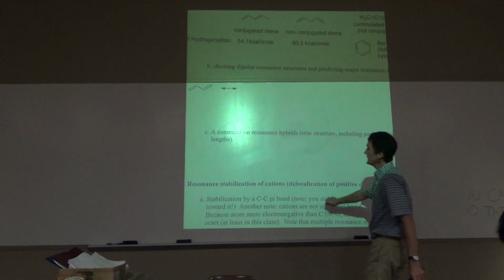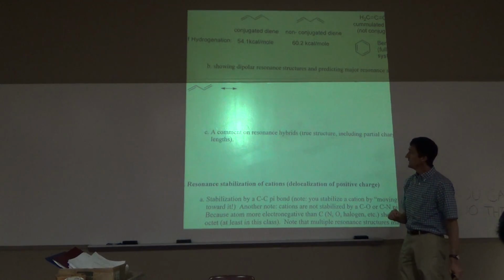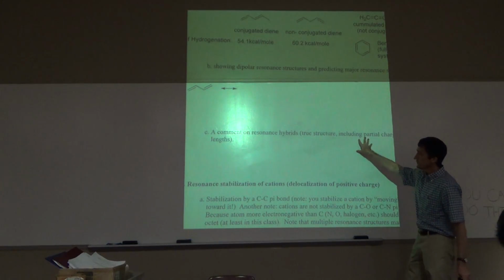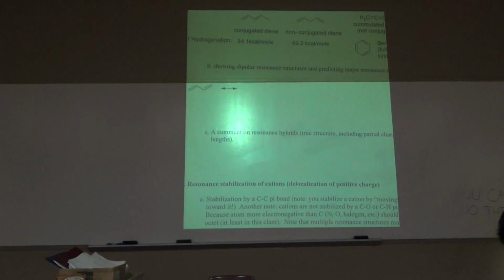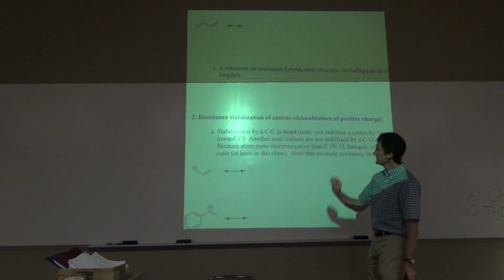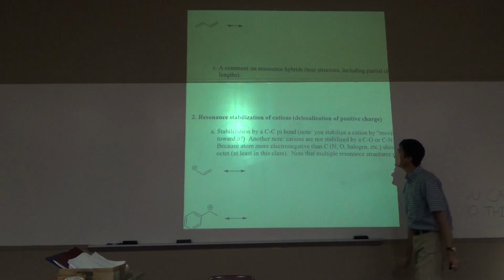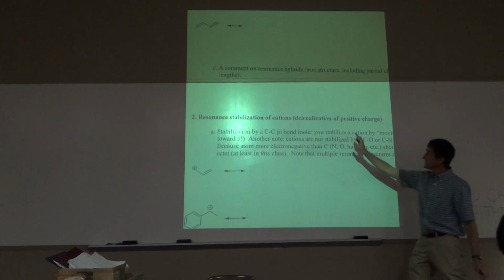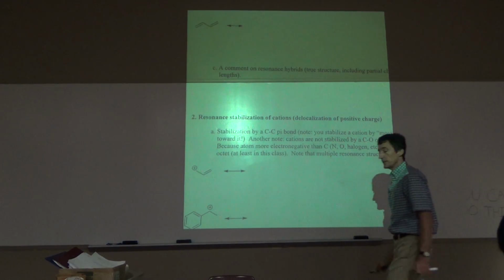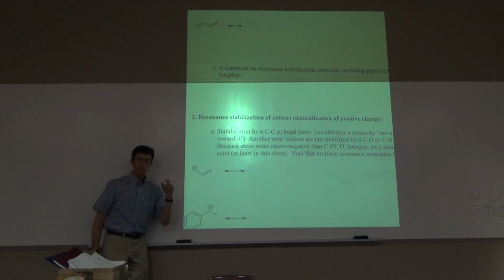Okay, as we move forward down here, we do need to make comments on things called resonance hybrids, including the true structure of our hybrid, partial charges, bond lengths, etc. Let's move down to number 2, which is resonance stabilization of cations. And let's do resonance of this cation here. Importantly, we're going to delocalize the positive charge. It's a major consequence of resonance. Okay, we got this cation.